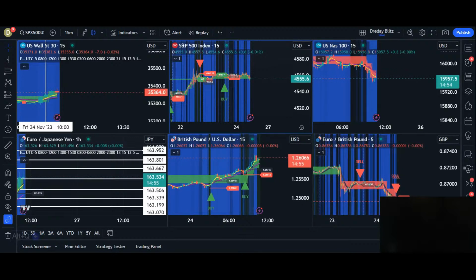And if you want to see any other market, we're able to look at them at the same time.